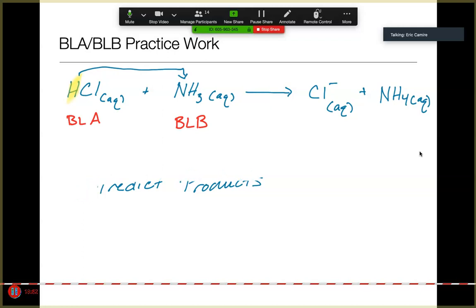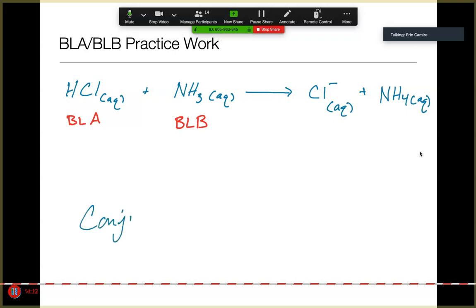I'm not going to have you do this one, but when we do this second example, I'll have you do this. So I'm going to have to walk you through this. Let me just get rid of that highlighter. Right, HCl plus ammonia equals chloride plus ammonium. So we're going to talk right now about conjugate acid-base pairs. And we're going to see why they come in pairs.